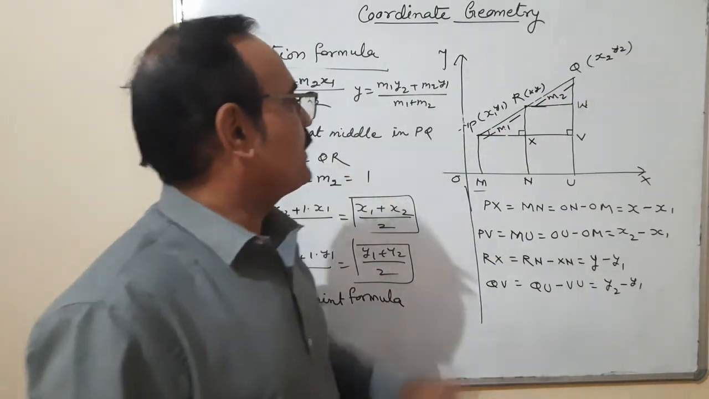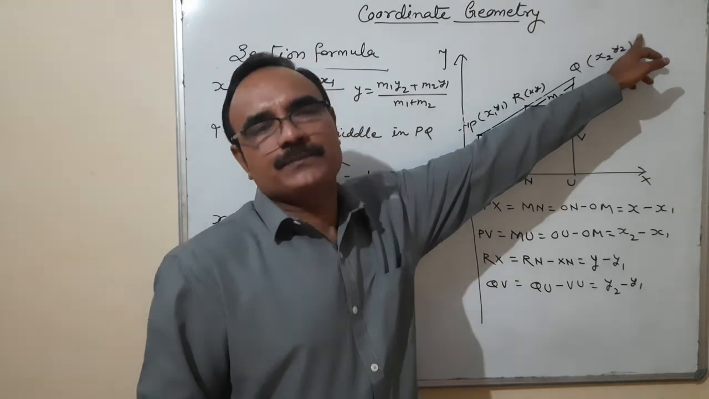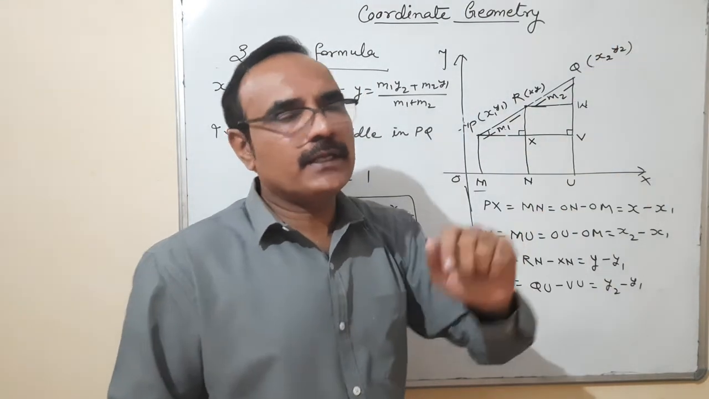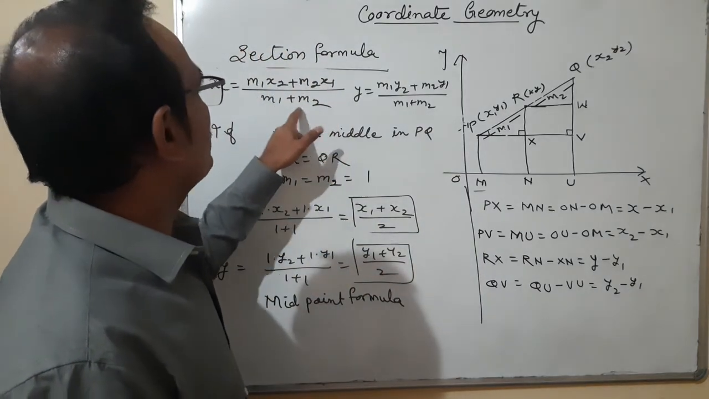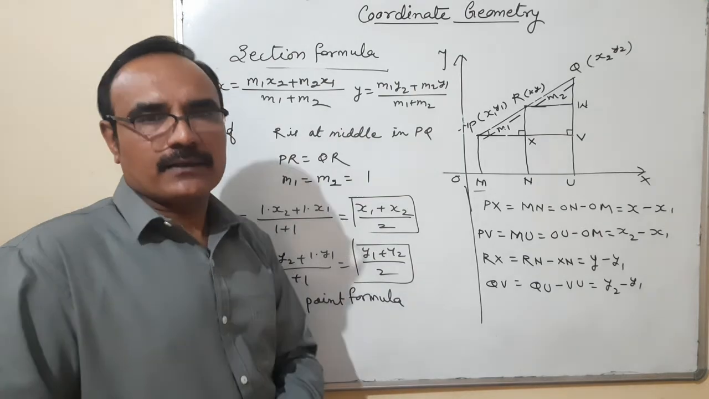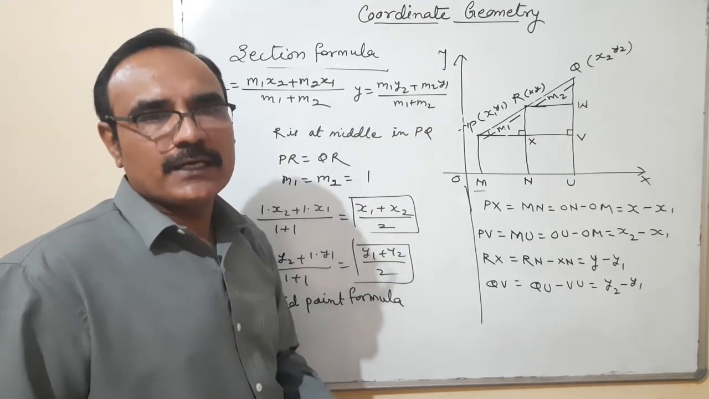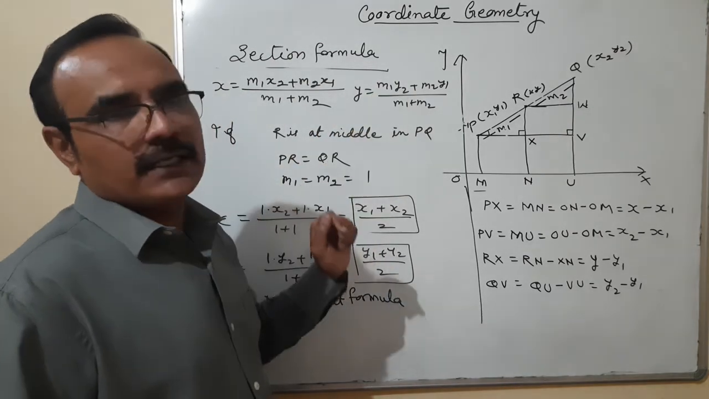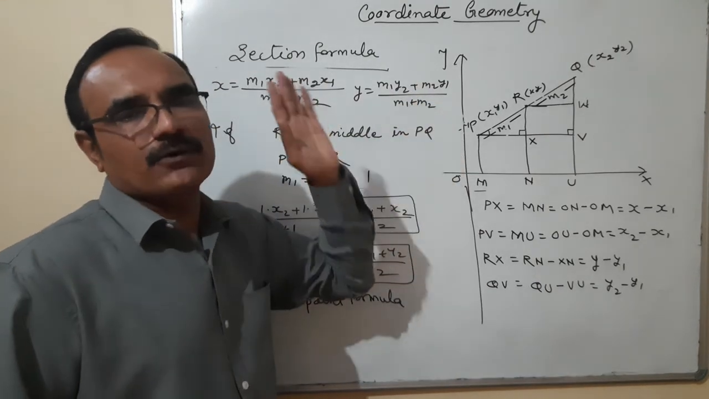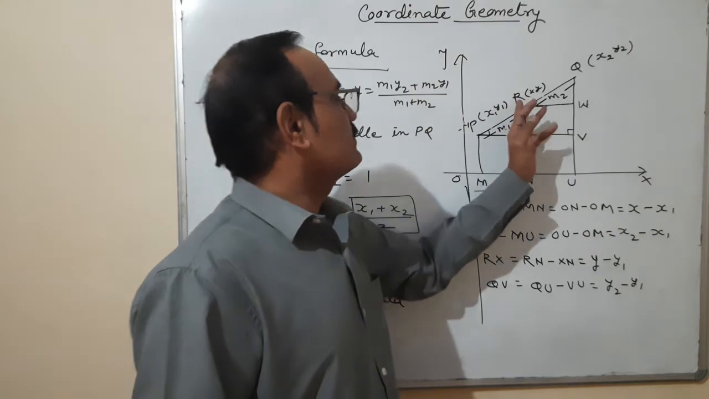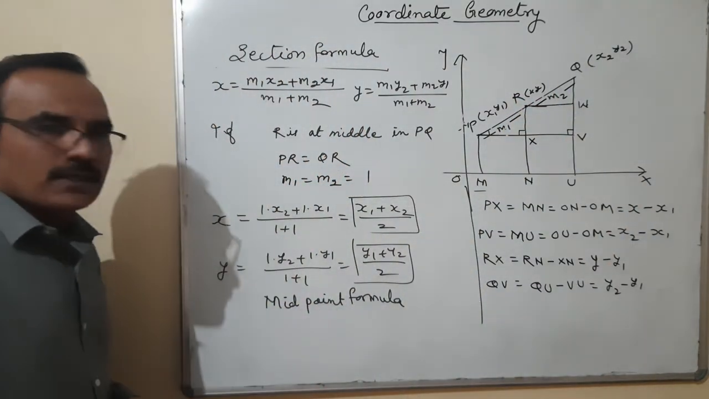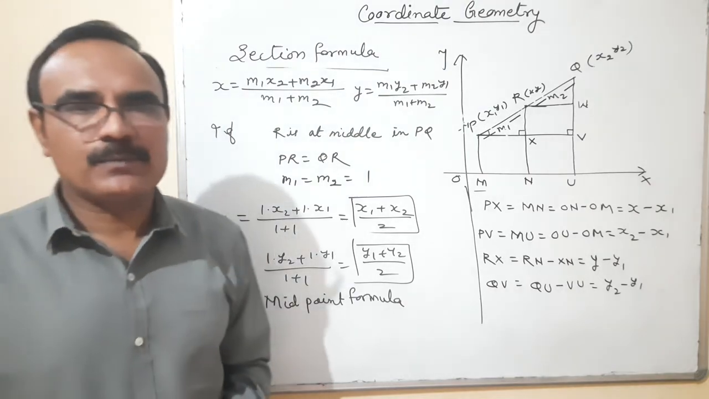Sometimes the situation is different. Suppose R is outside of PQ. Then we do the same thing, only the difference is this plus sign becomes a minus sign. So that is interior. By the way, in class 10 we have to use internally only. But for externally, you remember this plus becomes minus. It is minus and minus. Only this is the difference. That means R is situated outside of PQ. Okay, so this is the section formula and midpoint formula.